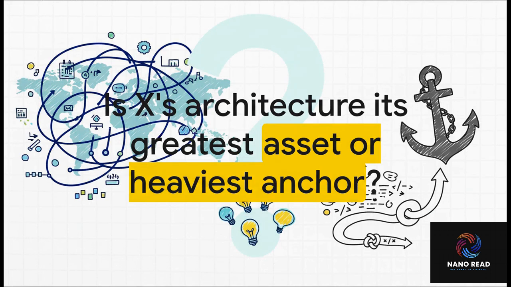And all of this leaves us with one final big question. This incredibly complex custom-built system is the only reason X can operate at this insane global scale. But does that same complexity, all that custom code, become a heavy anchor that makes it hard to change and evolve in the future? Is this powerful architecture its greatest asset or its heaviest weight? It's something to think about.